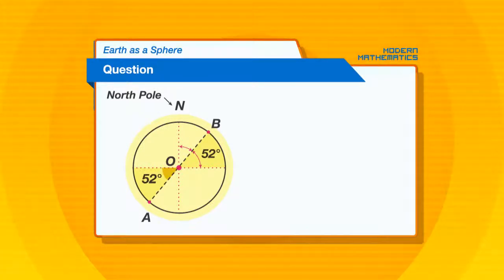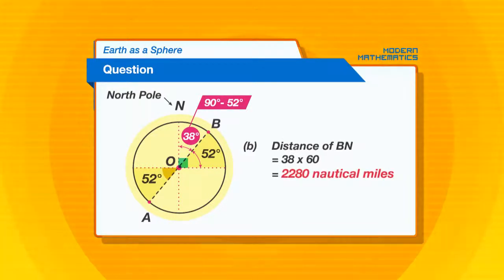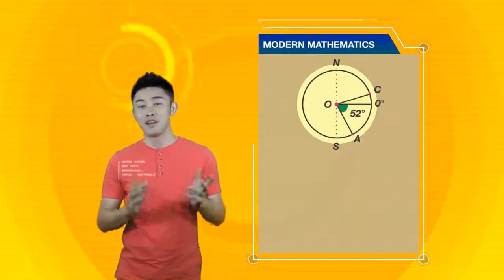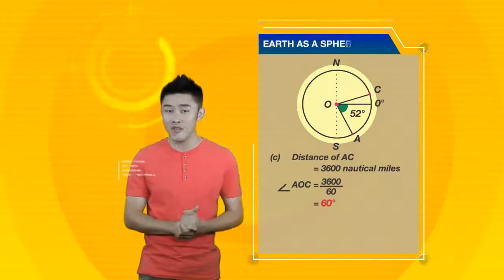And the angle now between point B and N will be 90 degrees minus 52 degrees, which gives you 38 degrees. So converting degrees into minutes, we have 2,280 minutes. And since 1 nautical mile is equivalent to 1 minute, therefore the distance of BN is equivalent to 2,280 nautical miles. Now, here we are given that point C is 3,000 nautical miles due north of A.